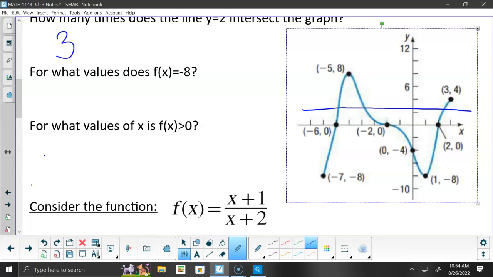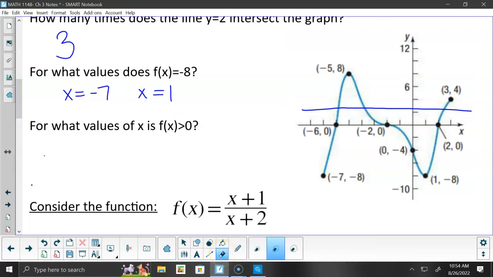-7 and +1. So x equals -7 and x equals 1. All right. Now the last part is saying, for what values of x is f of x greater than 0? So if we need to translate that into common speak, how would we do that? Explain it like I'm 5. Yeah, for what values is my graph above my x-axis?